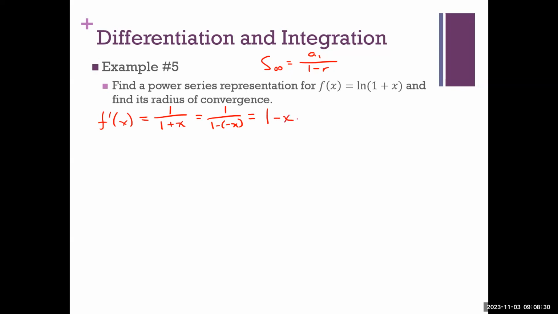Negative x, followed by x squared. So it's going to alternate and increment the power of x every time. So this is what this function is equal to. So we start setting this up as a power series. It looks like that. Now, that is not the function we're trying to find a power series for.